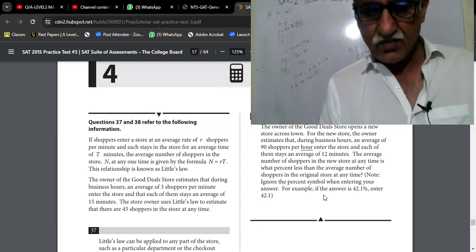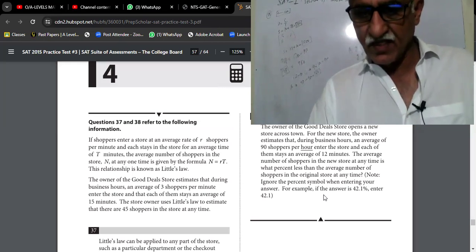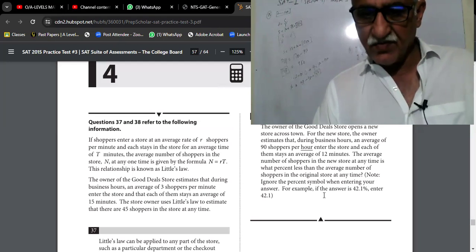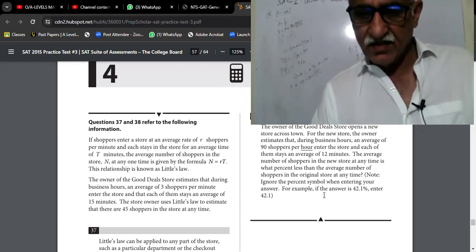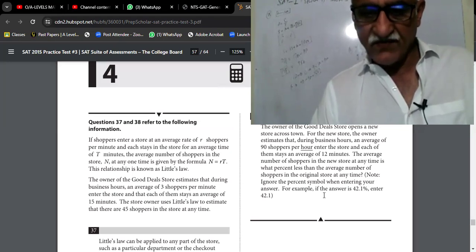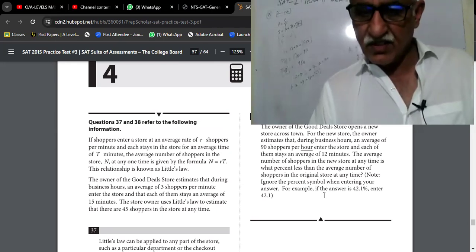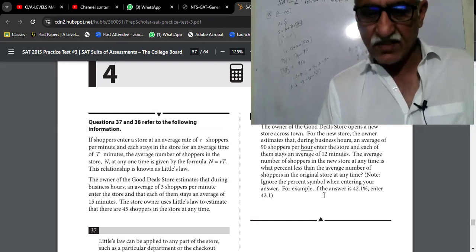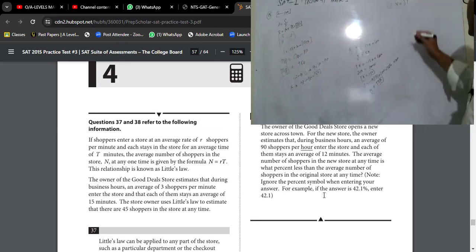Now, the owner of this Good Deal store estimates that during business hours, an average of 3 shoppers per minute enter the store and that each of them stays an average of 15 minutes. The store's owner uses Little's law to estimate that there are a total of 45 shoppers in that store. So initially there are 45.